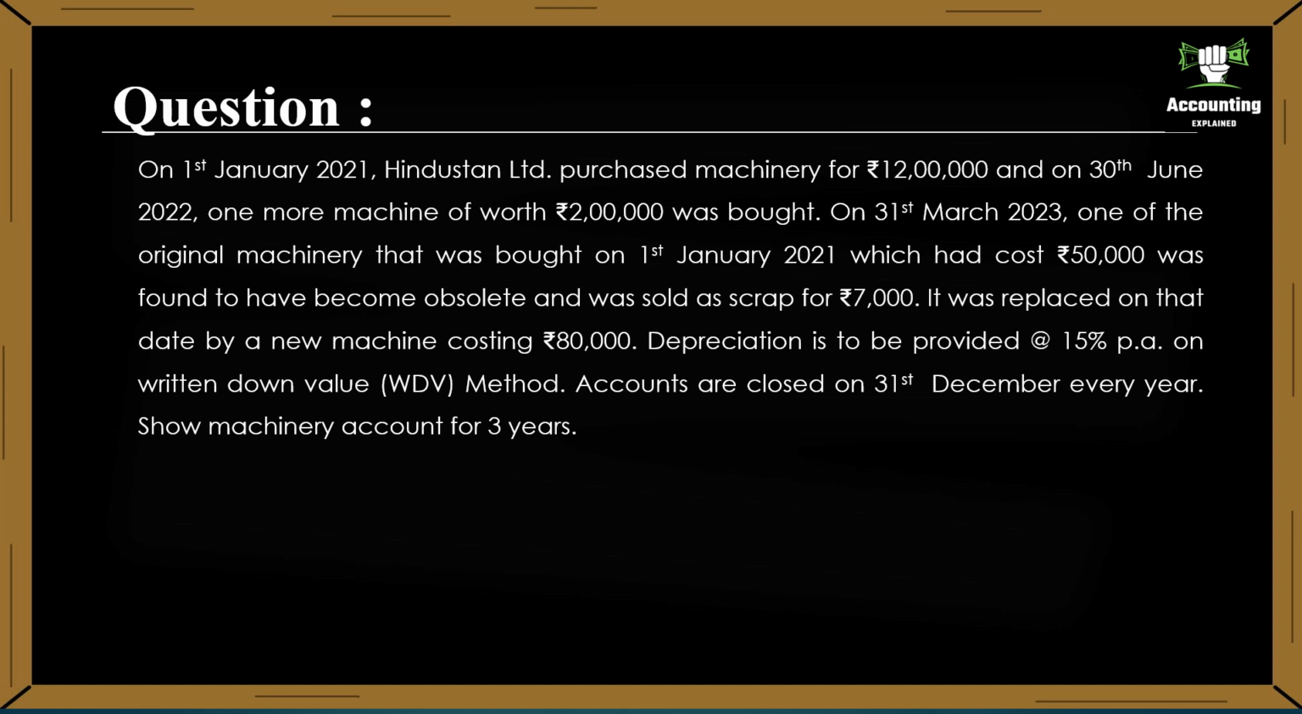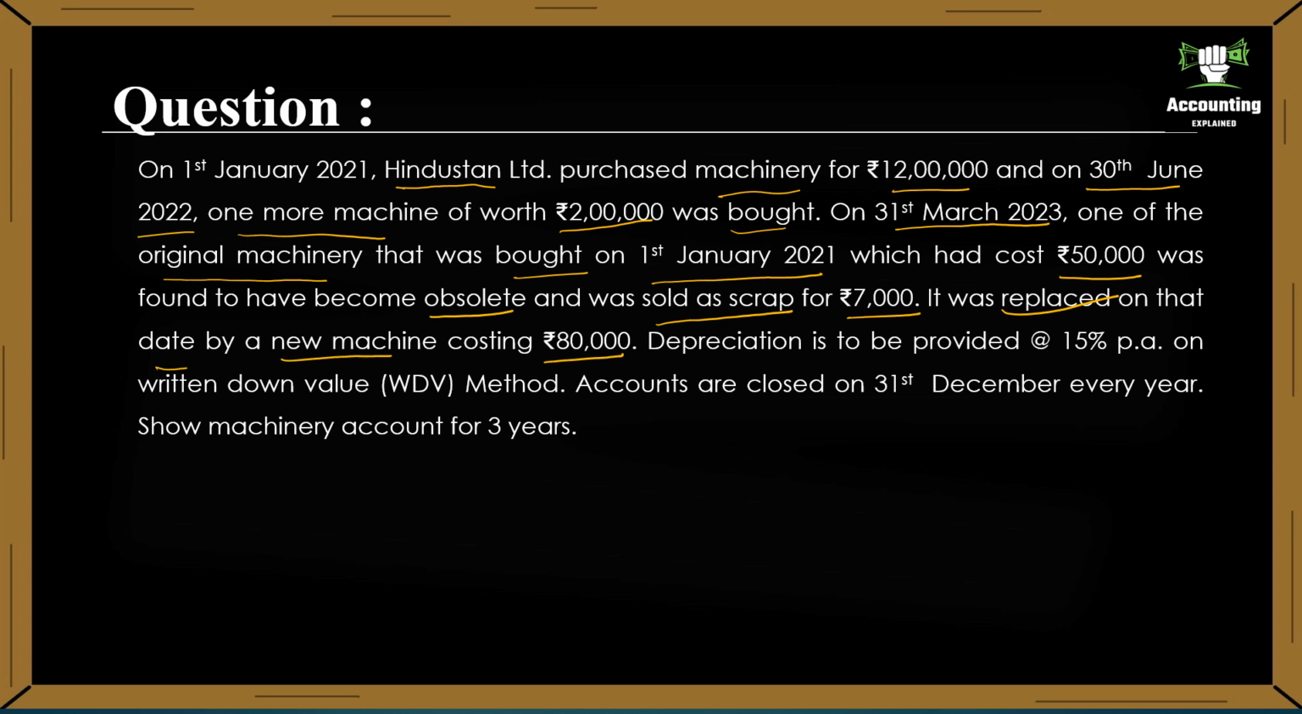On 1st January 2021, Hindustan Limited purchased machinery for rupees 12 lakhs, and on 30th June 2022, one more machine worth 2 lakhs was bought. On 31st March 2023, one of the original machinery that was bought on 1st January 2021, which had a cost of rupees 50,000, was found to have become obsolete and was sold as scrap for rupees 7,000. It was replaced on that date by a new machine costing rupees 80,000.